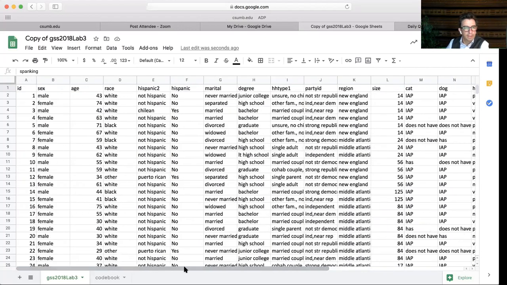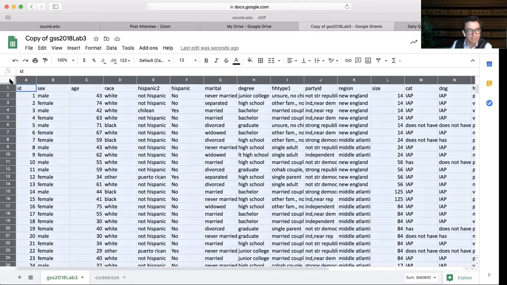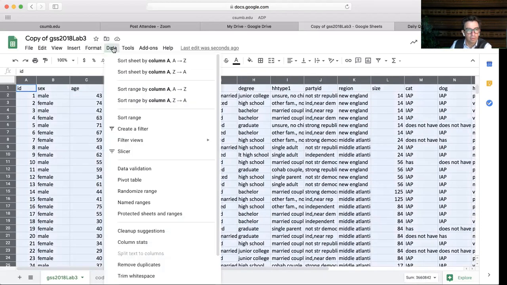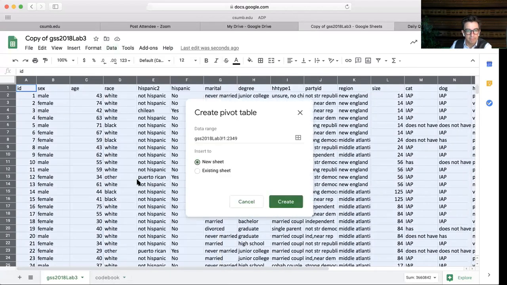So again, we're all going to start with a pivot table. And let's say our research question here is, what percent of Americans strongly agree with spanking to educate their children? All right, that's our research question. We have that variable spanking that asks exactly that question. So I'm going to select all and then Data, Pivot table in a new sheet. So create that.